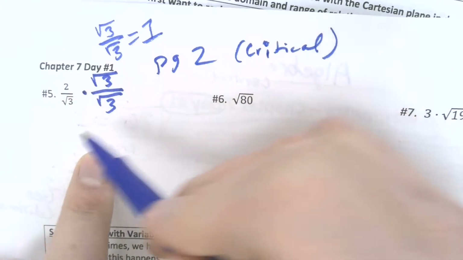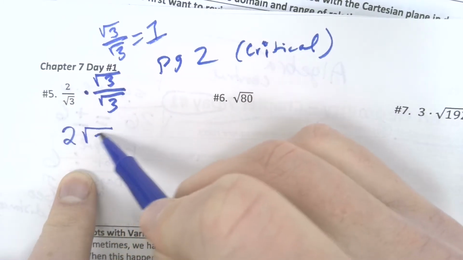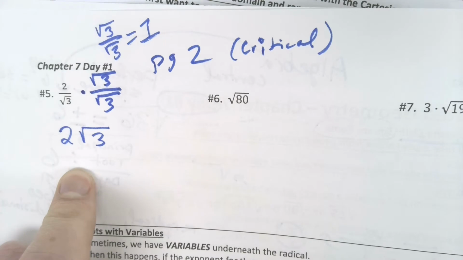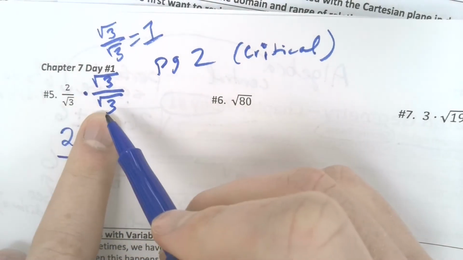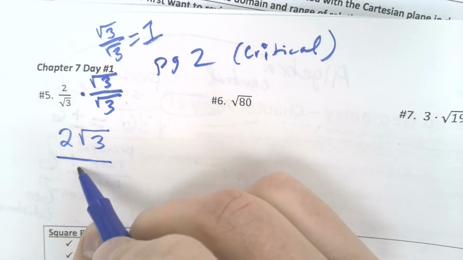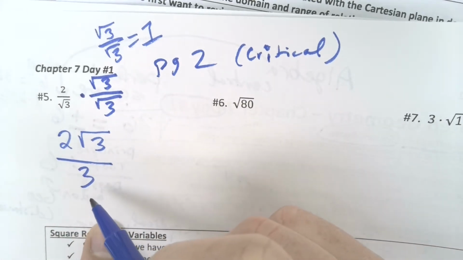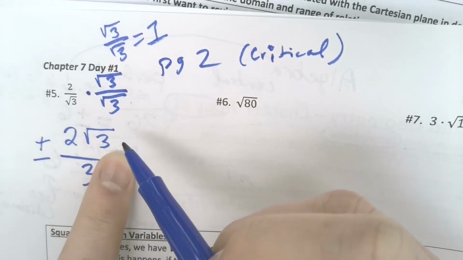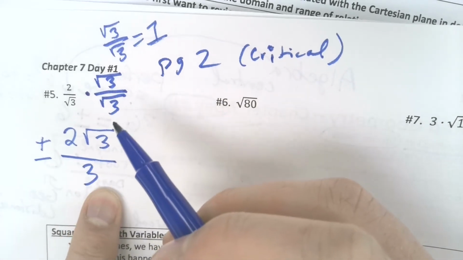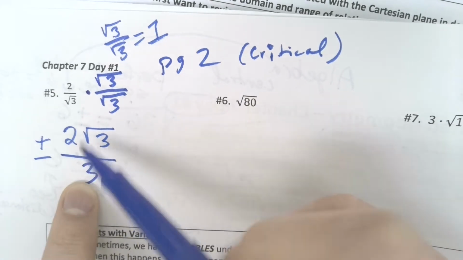So 2 times the square root of 3 gives you 2 square root of 3. And the square root of 3 times the square root of 3 is really 3. And so we see there we've got plus or minus 2 square root of 3 over 3. 2 over 3 will not reduce.